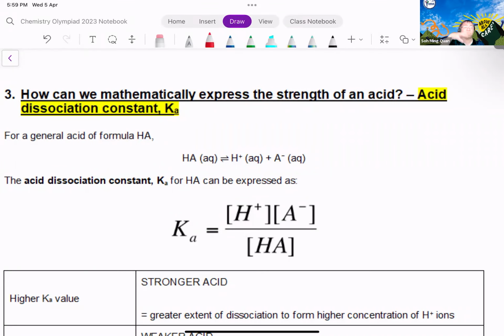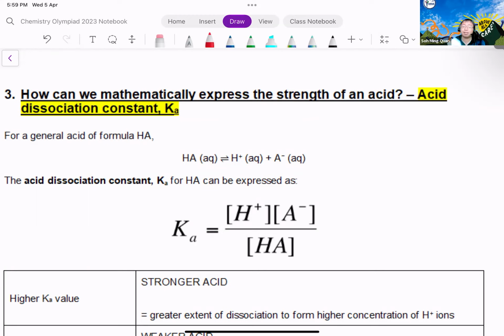So let's say I have an acid with a formula HA. Now, A can be anything, okay? Any group can be Cl, can be NO3, can be sulfate, whatever. So let's say we use HA as a general term. HA dissociates to form H plus and A minus. It must have H plus because it's an acid, right?